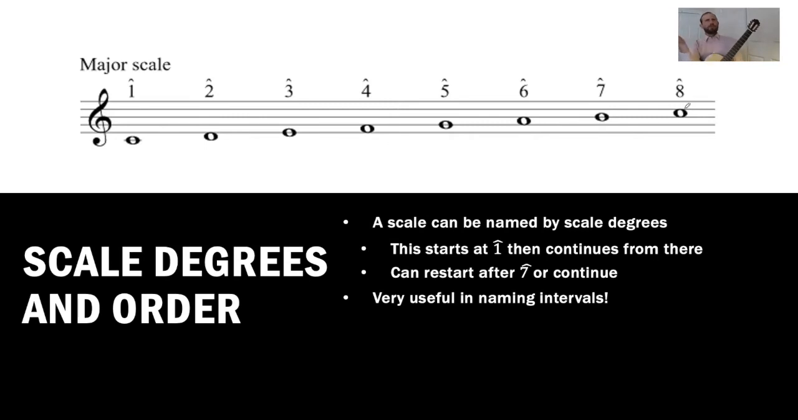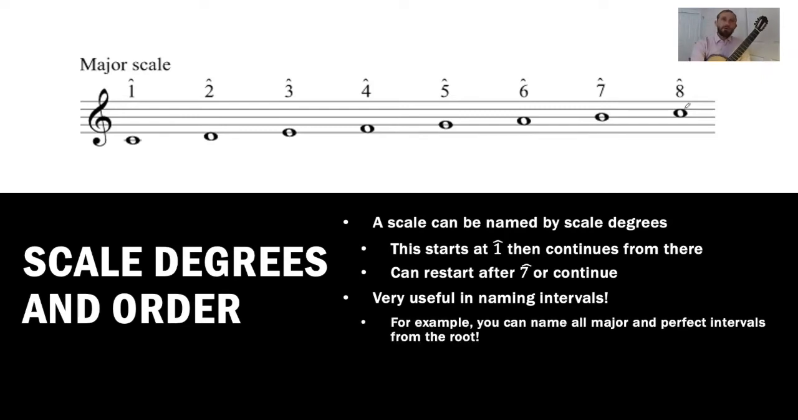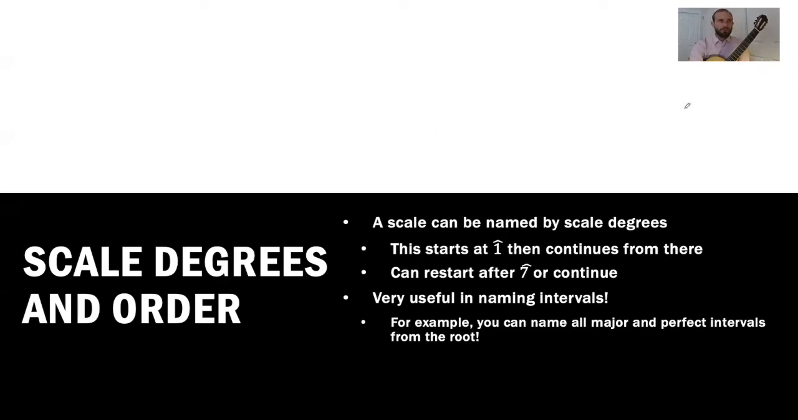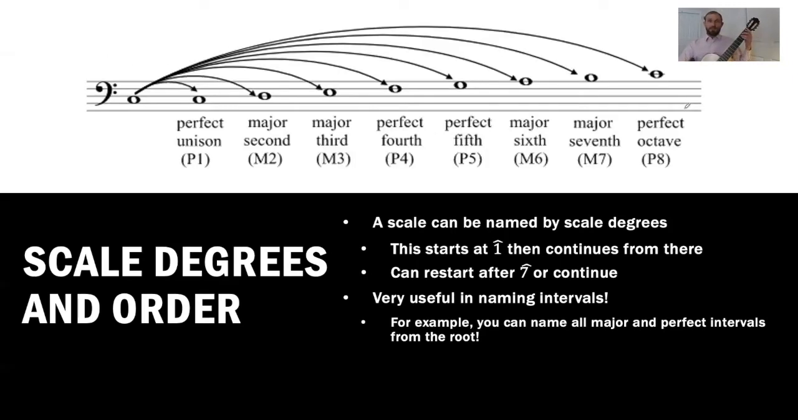Sometimes people are a little confused. Well, how do I know where I'm going? Well, if you have scale degrees, it's just a question of math. For example, you could name all the major and perfect intervals from the root, starting on this scale, which is C, D, E, F, G, A, B, C. We can create a perfect unison by playing the same C.